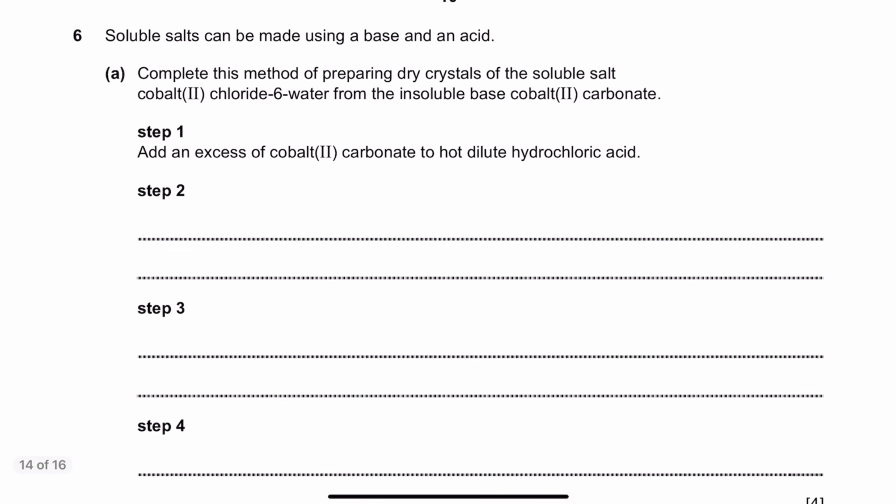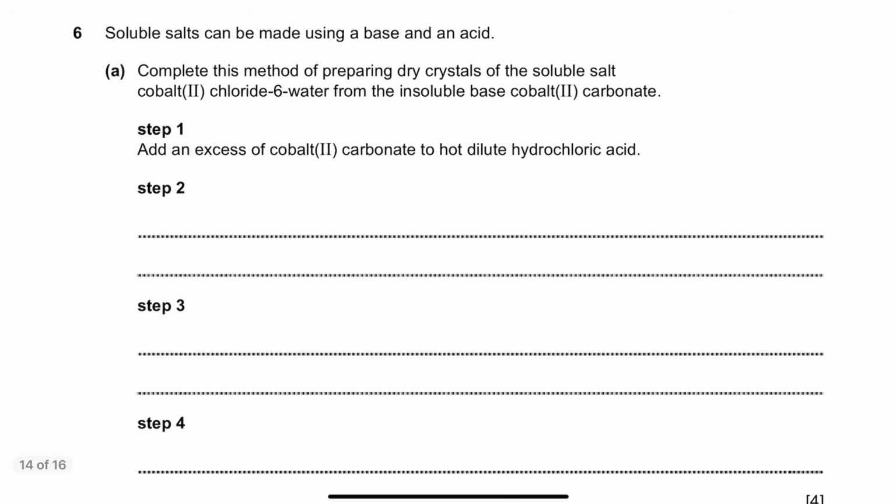This is the question from the specimen paper 2020, question 6. Soluble salts can be made using a base, and a base is just another word for alkali solutions. Complete this method of preparing dry crystals of the soluble salt cobalt(II) chloride-6-water from the insoluble base, cobalt carbonate.